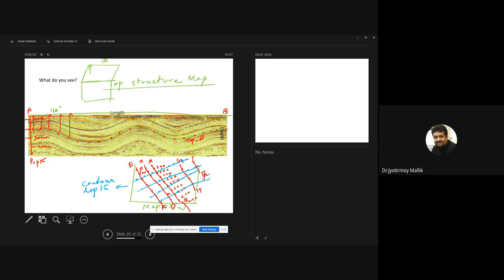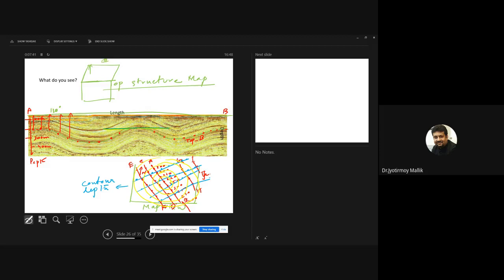If I do contour of depth, what I will observe is that perhaps, let me use another color, I can contour this depth and I'll perhaps observe that this is how the structure looks, where this is the crest of this anticline, and in 3D, it looks like this. And perhaps this is my spill point.